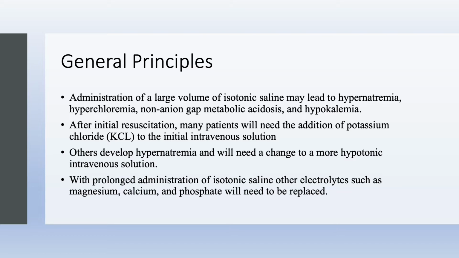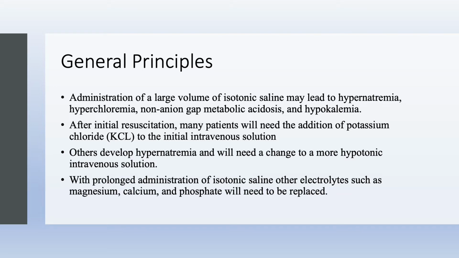Like we said, if we give large volume of isotonic saline, we can have hypernatremia, hyperchloremia, non-anion gap metabolic acidosis, and hypokalemia. Obviously, this fluid has no potassium. After initial fluid resuscitation, many times you have to add potassium to the initial intravenous fluids. Some other patients are switched to a more hypotonic intravenous solution.